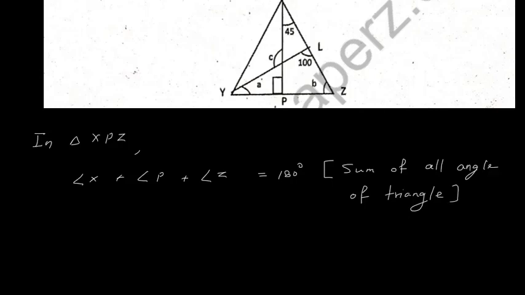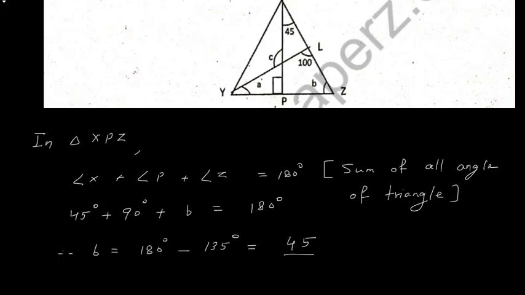So the value of X is 45 plus the value of P is 90. The value of Z we have to find out. The value of Z is angle b. So b is equal to 180 degree minus 135, which is 45 degree. So angle b is 45 degree.